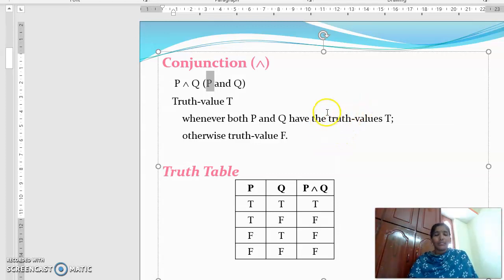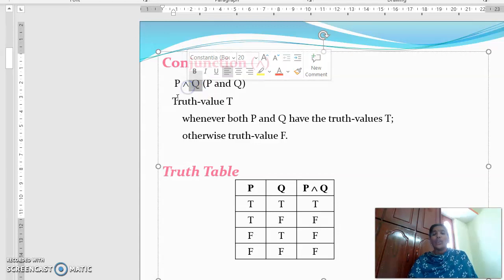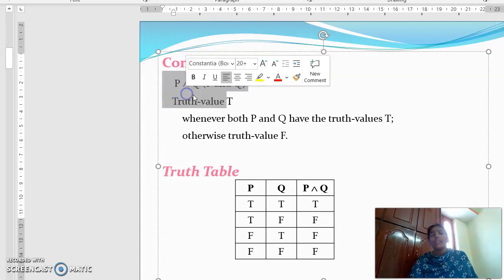I will explain this on the second slide. We have two types of statements: the primary statement and the compound statement. A primary statement cannot be divided, like the example of negation, where we have only one statement and directly write down the negation. In the conjunction we have two statements, one denoted by the capital P and another by the capital Q. Since it is a combination of two statements, it is called a compound statement.